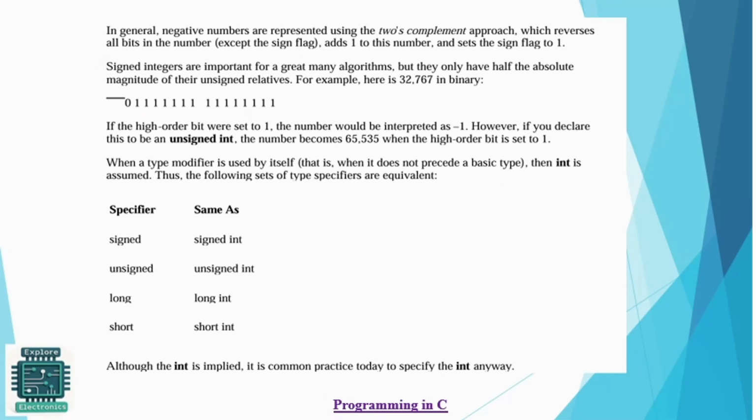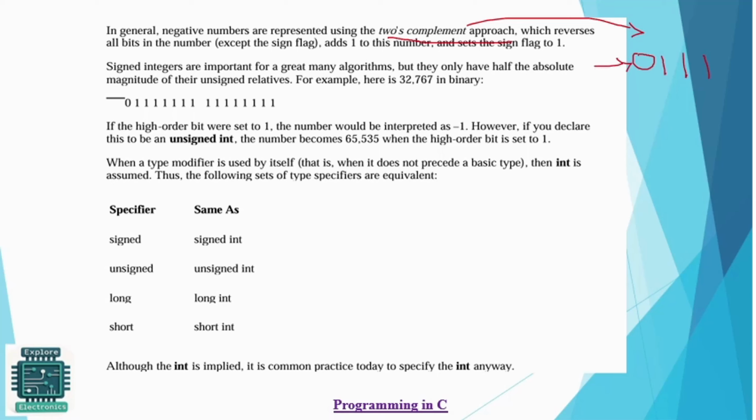In general, negative numbers are represented using the two's complement approach. Now let us see what this two's complement approach is first. Okay, complement is nothing but opposite, making the opposite thing. Now let us take an example to make it easier. I'll take only a four-digit number. Let us say 0111. This is the given number.